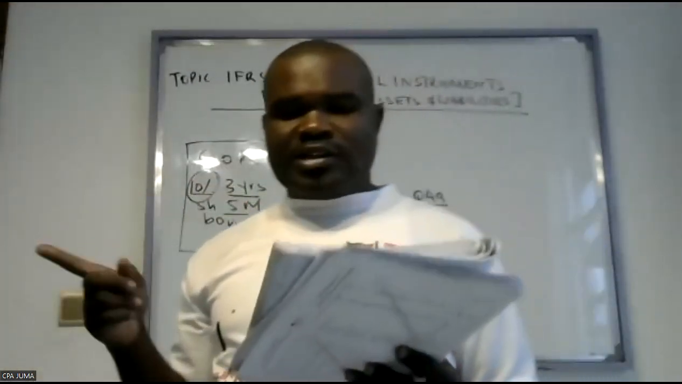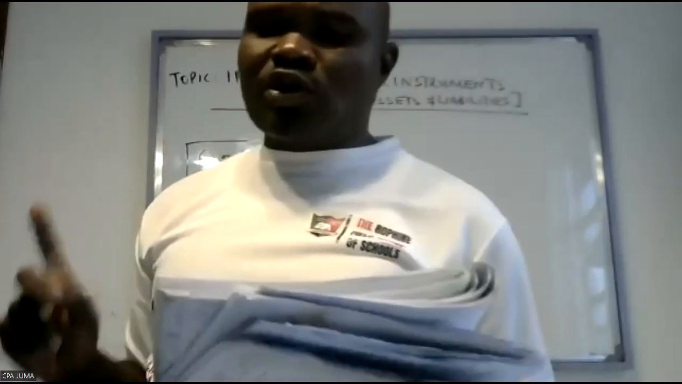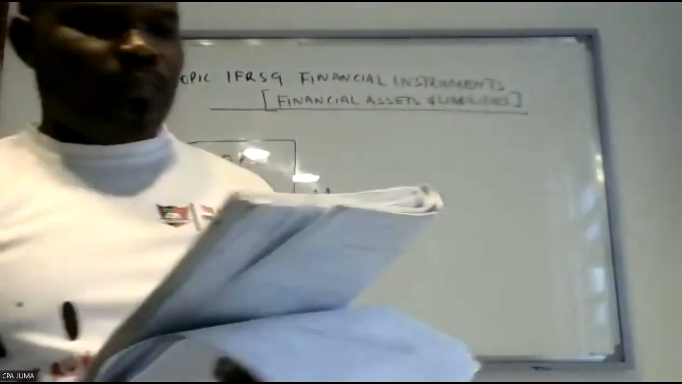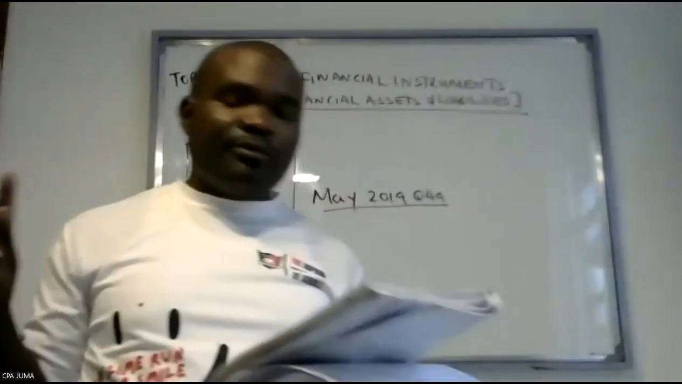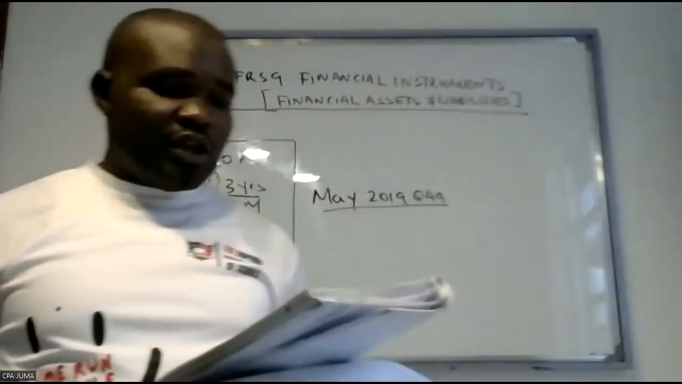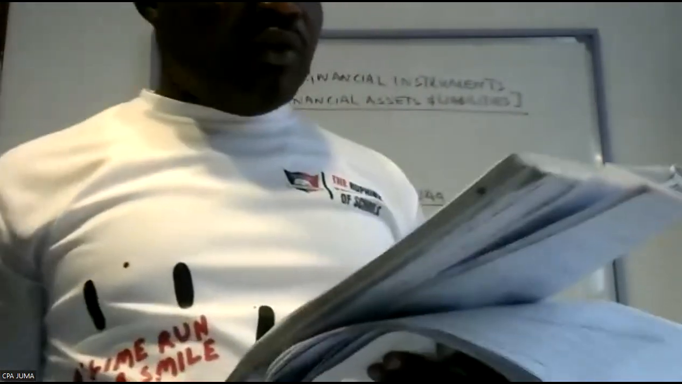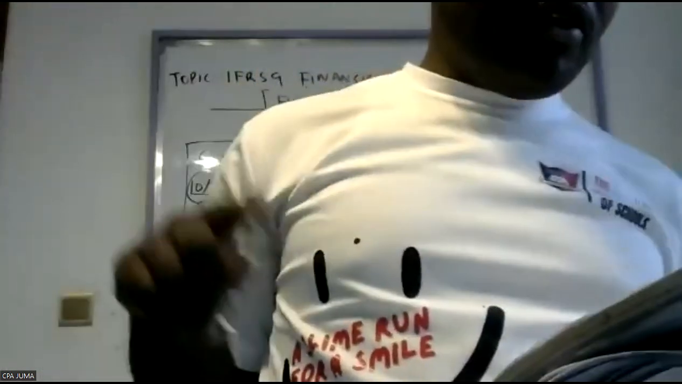So we have financial assets at fair value through profit or loss. These are short-term financial instruments. They are recognized at their fair value. Any gain or loss on their fair value is recognized in the statement of profit or loss.